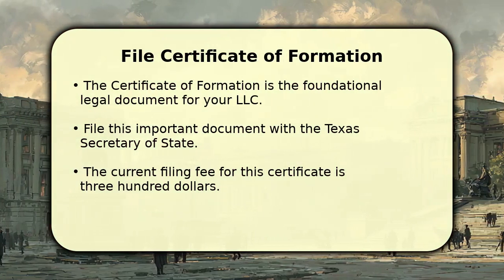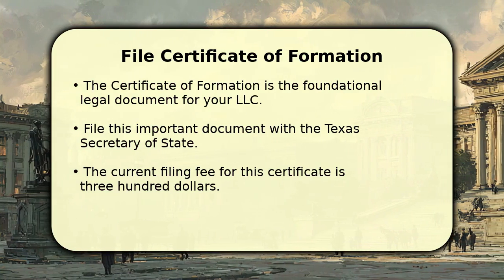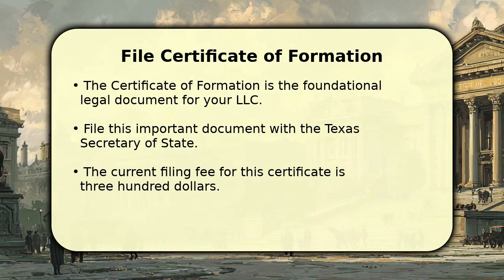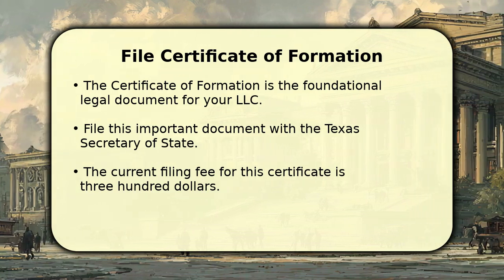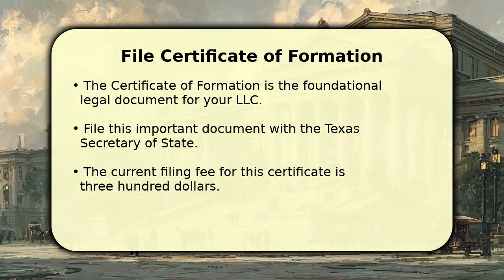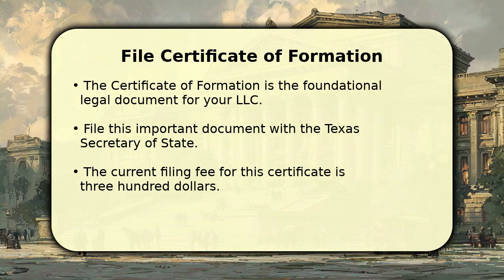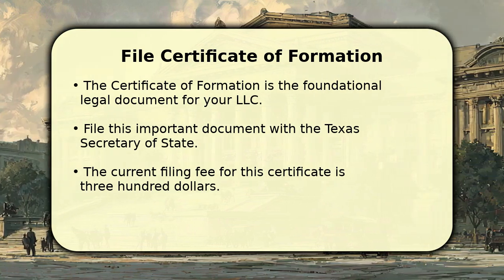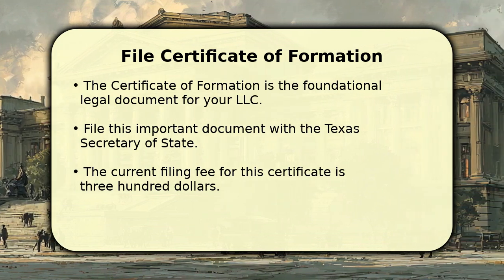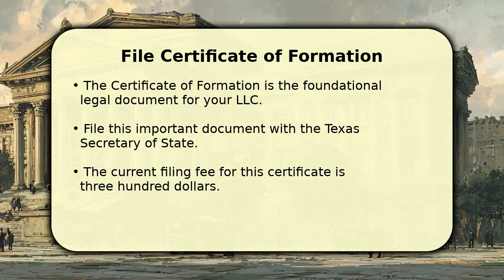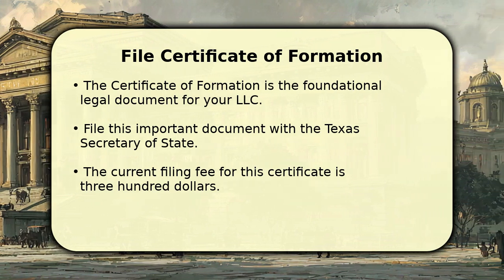Once your name is secured and your registered agent is chosen, you will file the Certificate of Formation with the Texas Secretary of State. This crucial document officially establishes your LLC's existence. It includes essential details like the LLC's name, its purpose, and the registered agent's information. The filing fee currently stands at $300, payable upon submission.